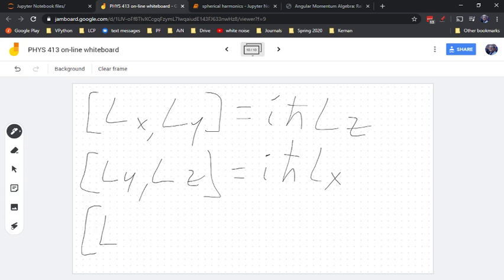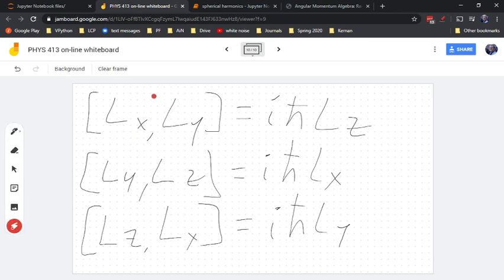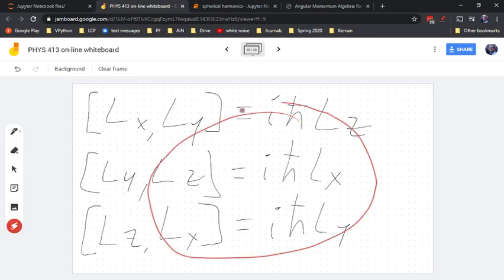And there's one more pair you can do, Lz with Lx. Anybody want to guess what it gives you? I bet you can guess. i h bar Ly. It's really cool because these are cyclically related, right? You can go x, y, z. Here you go y, z, x. Here you go z, x, y. Right?